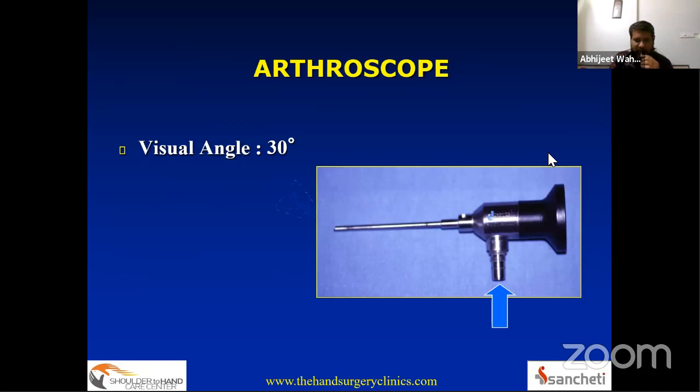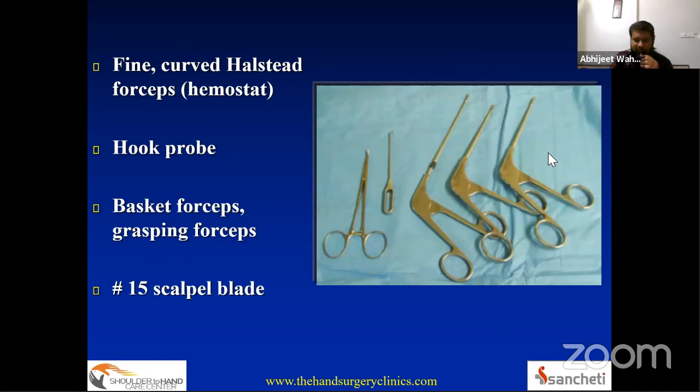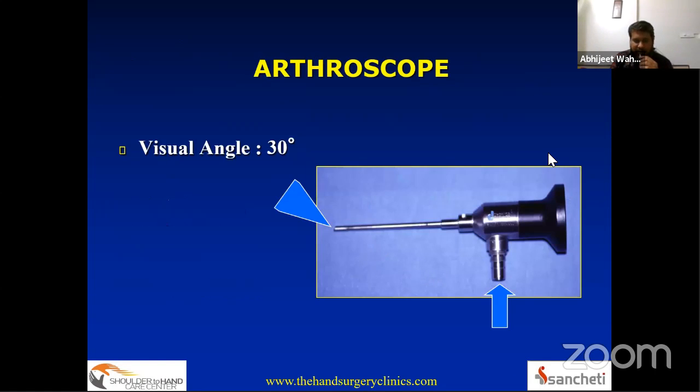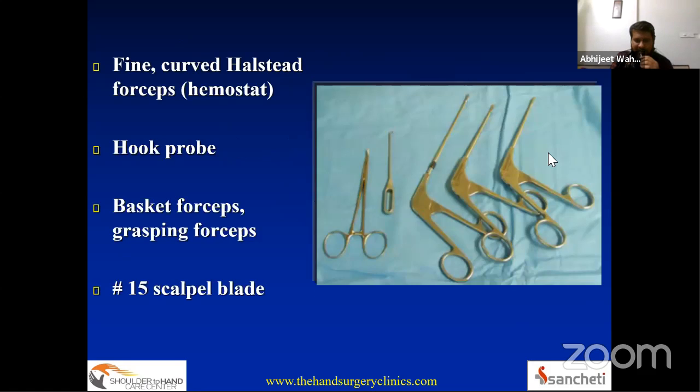So the 30-degree visualization angle allows you to look into different nooks and corners of the joint, and a 70-degree angulation would allow you to look into very acute angles and improve your visualization.